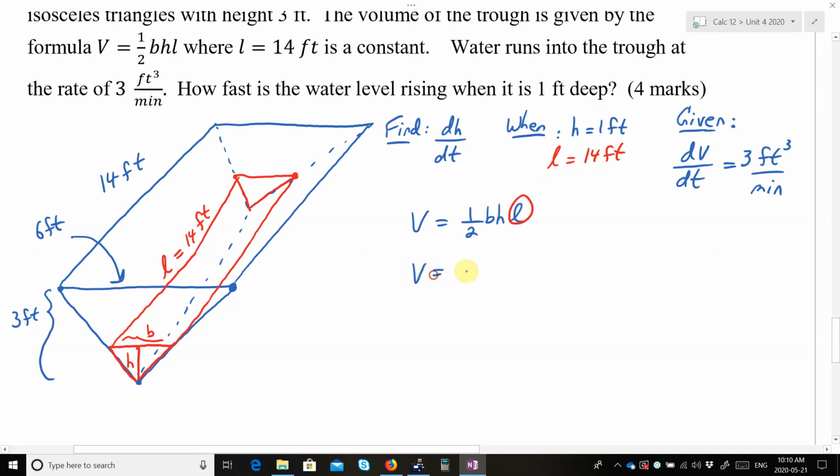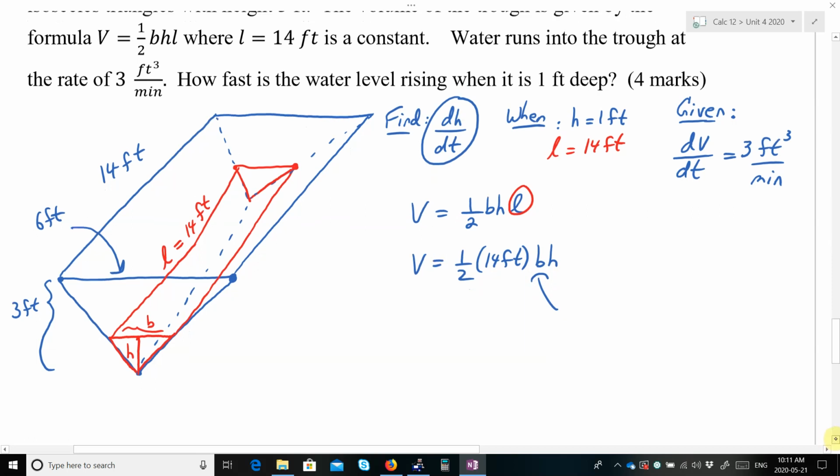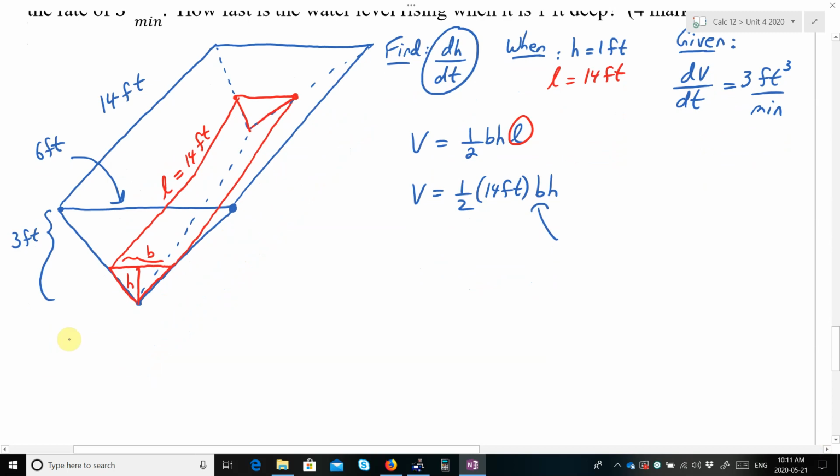So now here's what we have. We've got a half times 14 feet times base times height. Okay, and we said that the base changes and the height changes, so that's no good. We have to get rid of either the b or the h, and we actually want to find dh dt, so we need to try to figure out b in terms of h. And I'm sure you probably guessed it, we're going to have to use similar triangles.